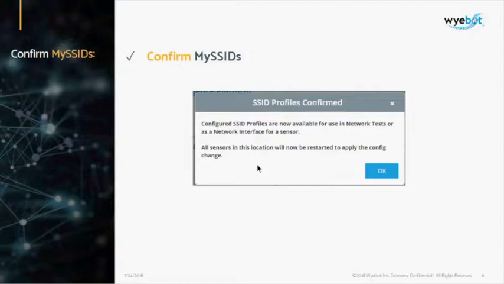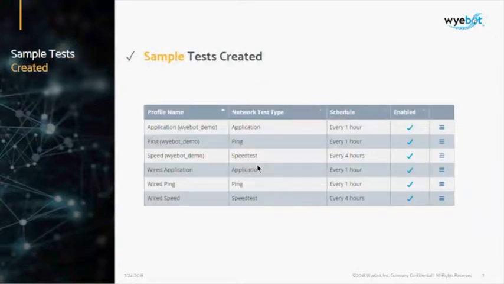When you confirm the SSIDs, you see a box that says all the sensors will be restarted, because we push a configuration down to every sensor, which will then ensure that they only select a channel that is used by your SSIDs. And here is again a sampler of what the automatic test creation looks like. You can go and modify them. You can change the frequency, change the name, change the URLs. All of that can be done.